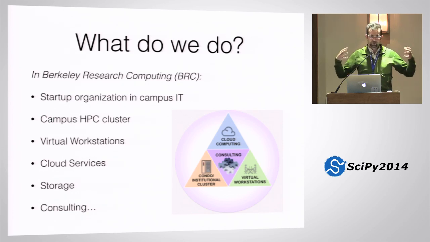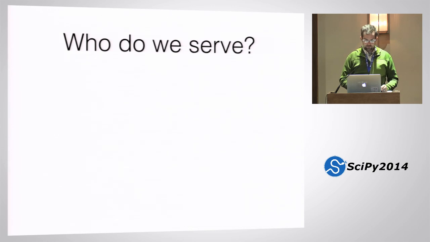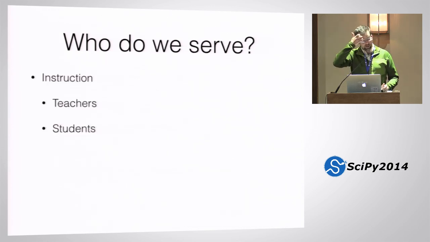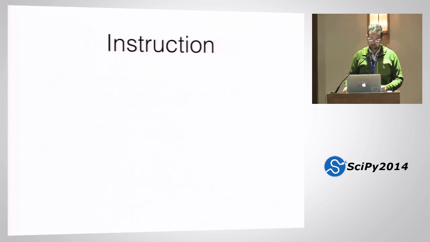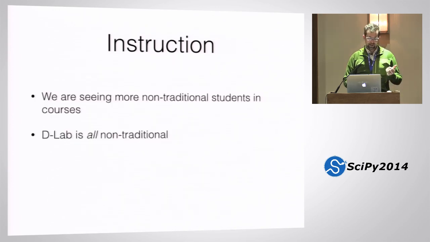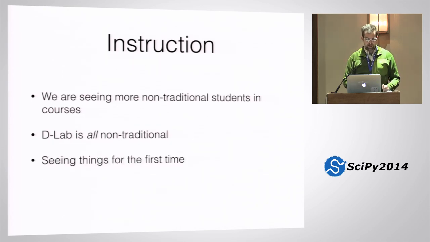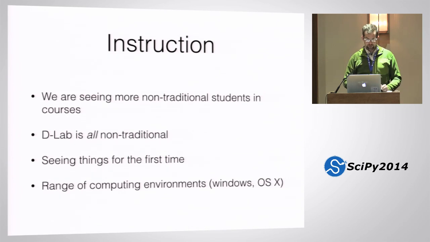So it's a pretty broad consortium of people aimed at different communities across campus, right? Broadly speaking, we're targeting instruction, teachers and students, and researchers who are engaged in collaboration, and reproducibility and reusability and transparency are really important to us. In terms of instruction, we see more non-traditional students and courses. The D-Lab is all non-traditional, basically. And people are seeing things for the first time a lot. They have a range of computing environments.